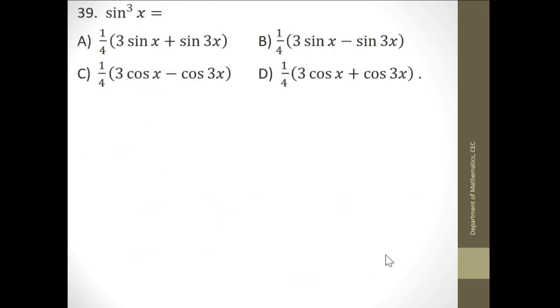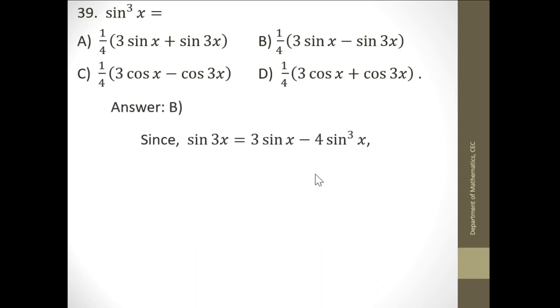Okay, next question. To find the formula for sin cube x, just remember the sin 3x formula. Sin 3x is nothing but 3 sin x minus 4 sin cube x. Take this 4 sin cube x to the left side: 3 sin x minus sin 3x. Divide by 4. Therefore, answer is B. Next question.